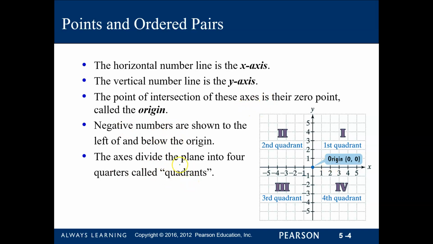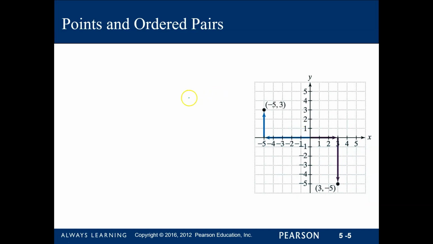Now, when naming or identifying the quadrants, we do it counterclockwise. So the first quadrant, as you can see, is all positive x, all positive y. And then from there, we move to the left side, go down, and then going to the right. So that is how we label our quadrants.